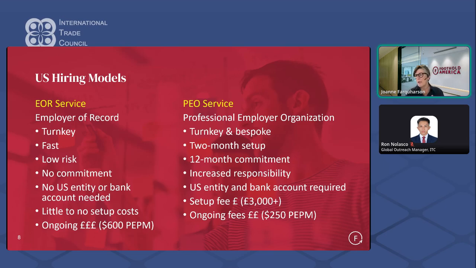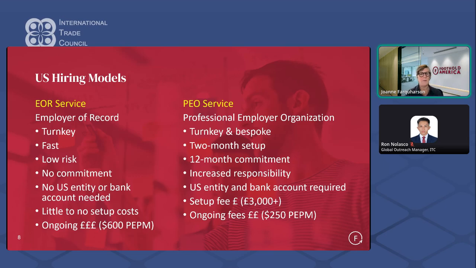So I've put some general fees down at the bottom. The setup, as I said, is more comprehensive, so it's going to be a few $1,000s to set up. And then the ongoing fees per employee per month can vary depending on the level of services. But in general, for a small group, you can plan on about $250 per employee per month. So you can see it's a lower cost option than EOR over time, but as I said, it is more of a commitment.